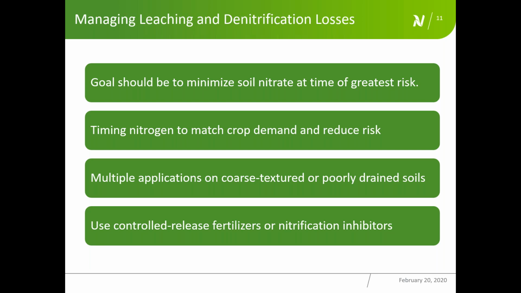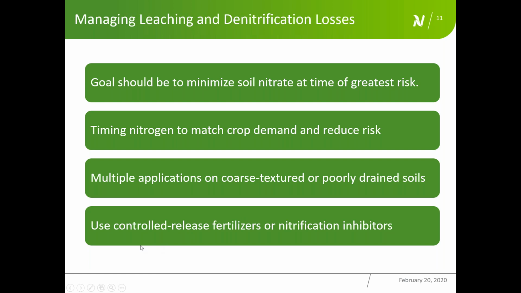If we're farming on a sandy soil, we'll probably need several applications, and oftentimes even 2 applications may not give us sufficient protection. Or poorly drained soils where water tends to pond, we tend to have higher denitrification rates. We may want to consider applying nitrogen in 2 or more applications during the season so as to reduce the amount of nitrate in the soil at any point in time.